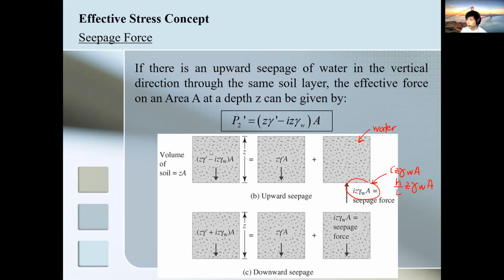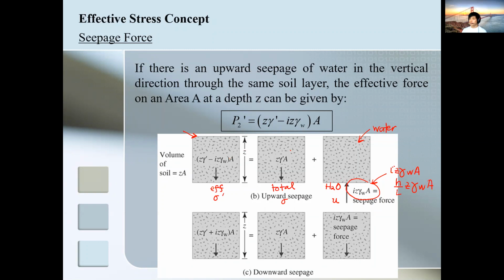So on the left side of this portion, the left side is the effective. If you look at the diagram, the effective force is equivalent to the total force plus or minus the seepage force. That gives us the equation, and the water term is the seepage. So this is similar to the formula for stress: effective stress is equivalent to the total stress minus or plus the water, depending on the direction, upward or downward seepage.